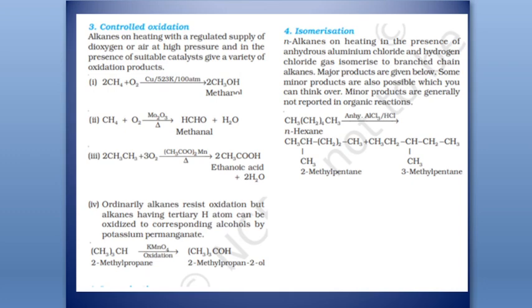So the reactant is here taken as n-hexane, and anhydrous AlCl3 and HCl are given here. So it will isomerize into two compounds. One is 2-methyl pentane and another is 3-methyl pentane.